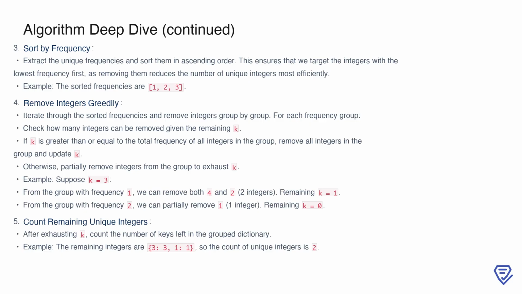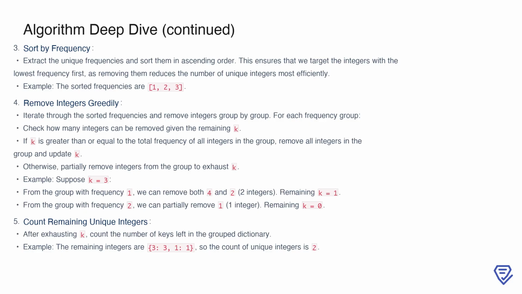Starting with the smallest frequency group, we check if k allows us to remove all integers in that group. If it does, we subtract the corresponding k value and move to the next group. However, if k is not enough to remove an entire group, we remove only as many integers as k allows and stop. For instance, if k equals 3, we can remove both integers in the frequency 1 group, 4 and 2, leaving k equals 1. Then, we partially remove from the frequency 2 group, removing one occurrence of 1, which exhausts k. At the end of this process, the remaining integers are 3, 3, 3, 1, and the count of unique integers is 2.